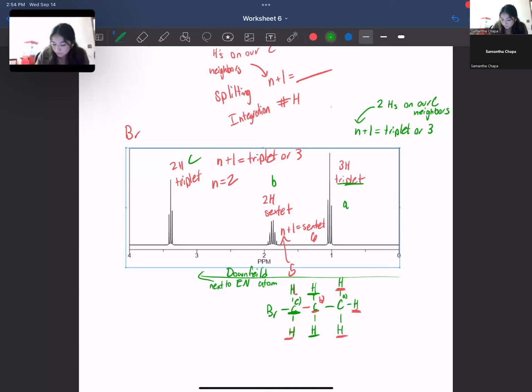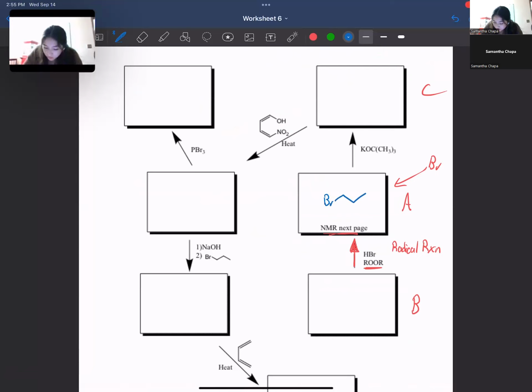Okay, cool. So this would be my NMR compound. I'm going to make it prettier. There we go. That's what that looks like. So we find our NMR compound and we can input it into square A. Okay, cool. So then whatever compound B is, we had a radical bromination reaction.